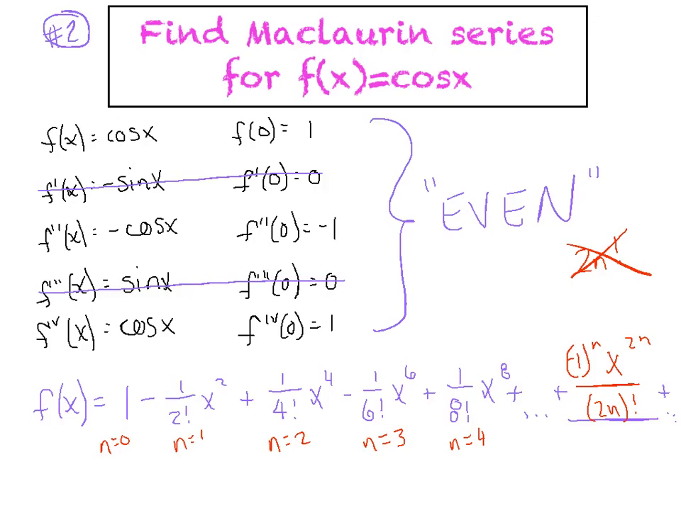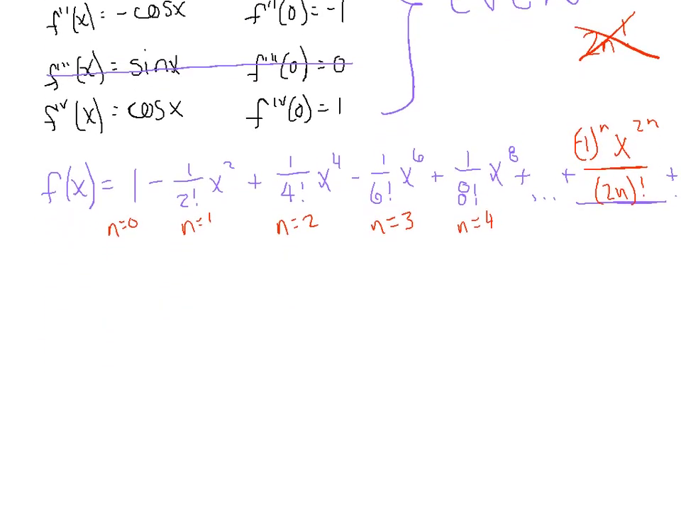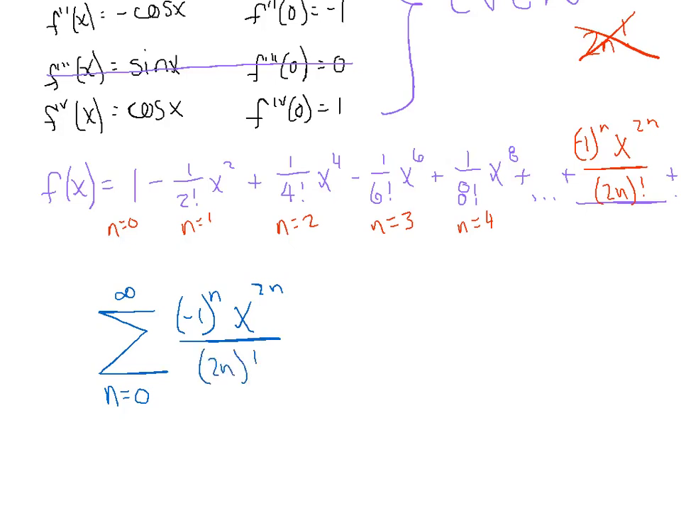Let's go ahead and rewrite this in summation or sigma notation. Our sigma notation, I'm going to try not to screw it up this time, has to start at n equals 0. It's going to progress all the way to infinity. We've got negative 1 to the nth power, x to the 2n power, and the quantity 2n factorial. So there's your cosine function in exact match.